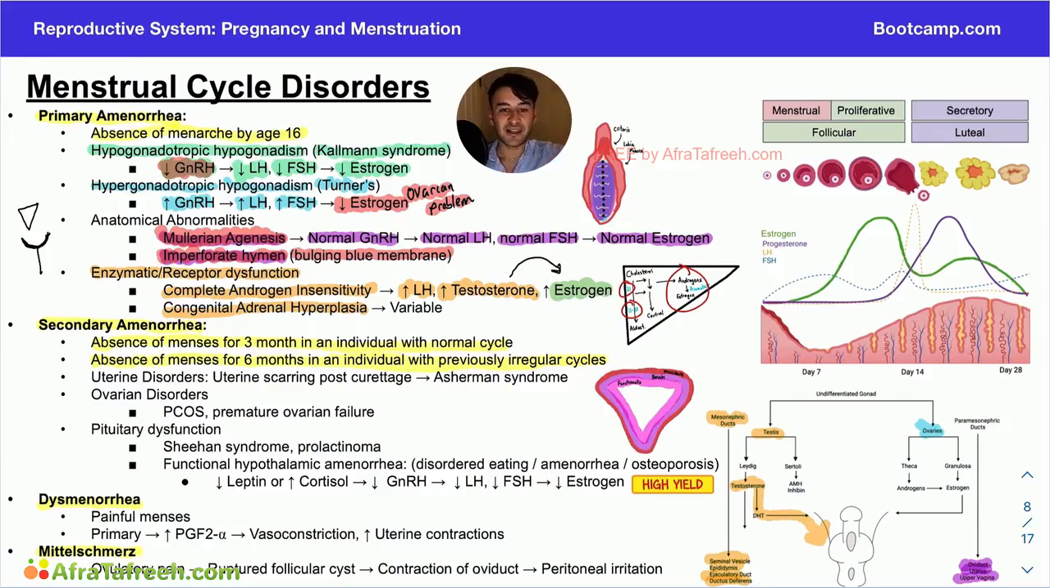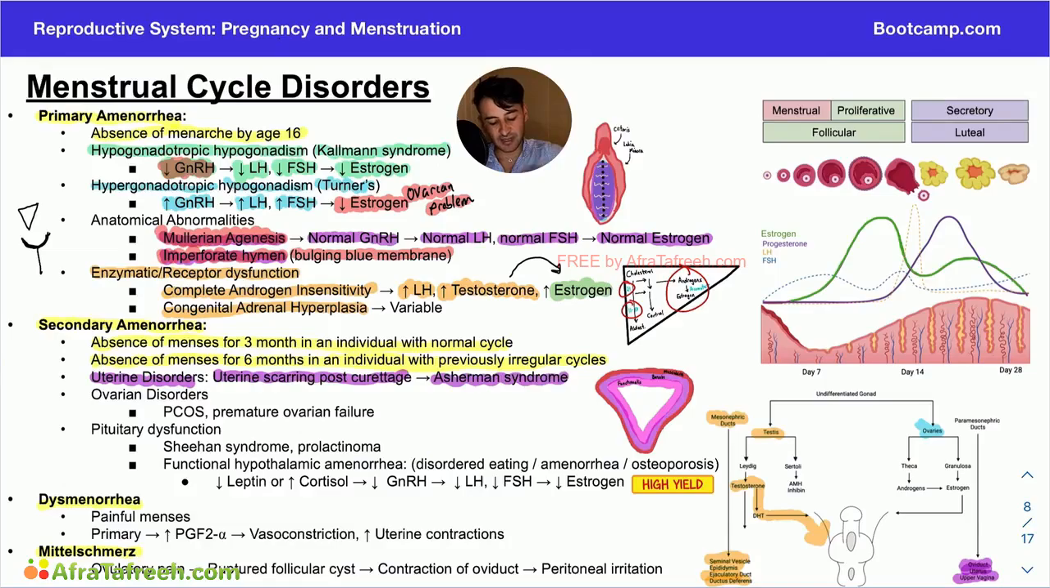Let's move on now to talking about secondary amenorrhea, which we discussed was absence of menses for 3 months in someone with a regular cycle previously, and absence of menses for 6 months in someone with an abnormal cycle previously. Let's start out by talking about uterine disorders, specifically uterine scarring post-curettage, which we call Asherman syndrome.